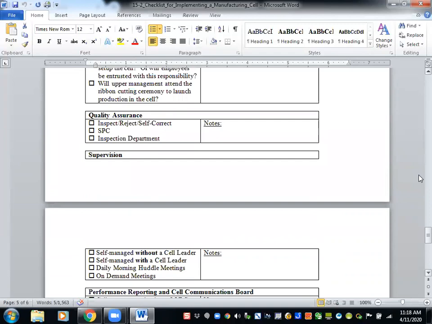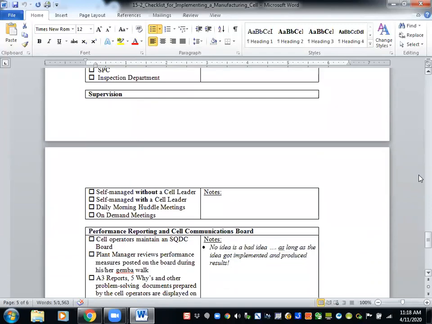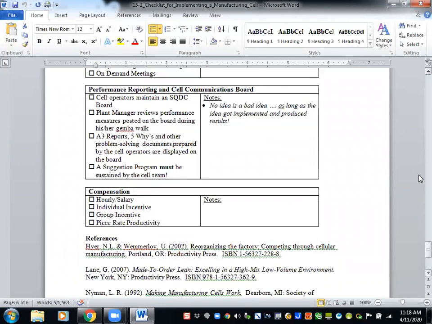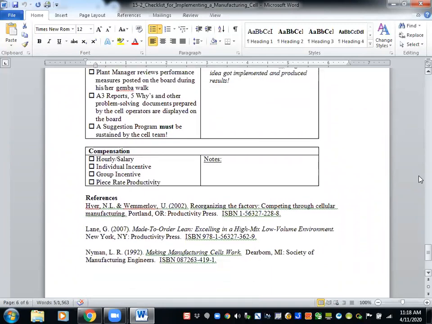What about supervision and leadership? What about performance reporting and communications, compensation, incentives? Again, a lot of good books have allowed me to kind of prepare this master list.